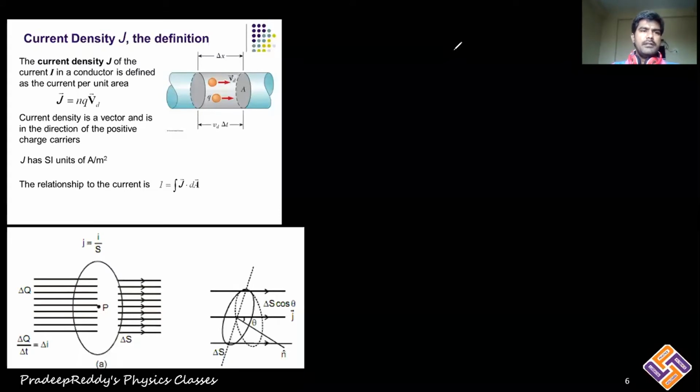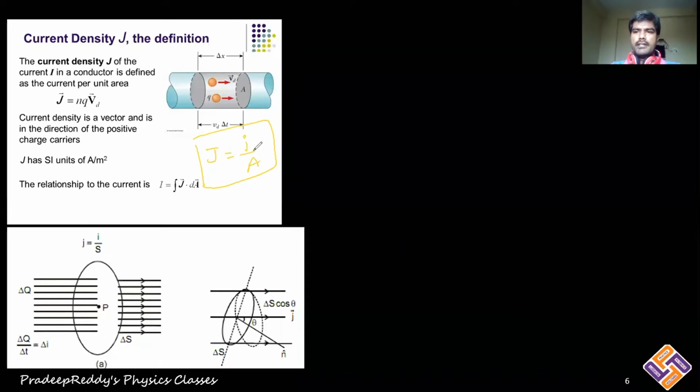Students, in the previous video lecture, we have learnt about the definition of electric current and also current density. As we already learnt, current density J is equal to I by A, where I is the current flowing through the conductor and A is the area of cross section of the given conductor. And remember, current density is a vector quantity.